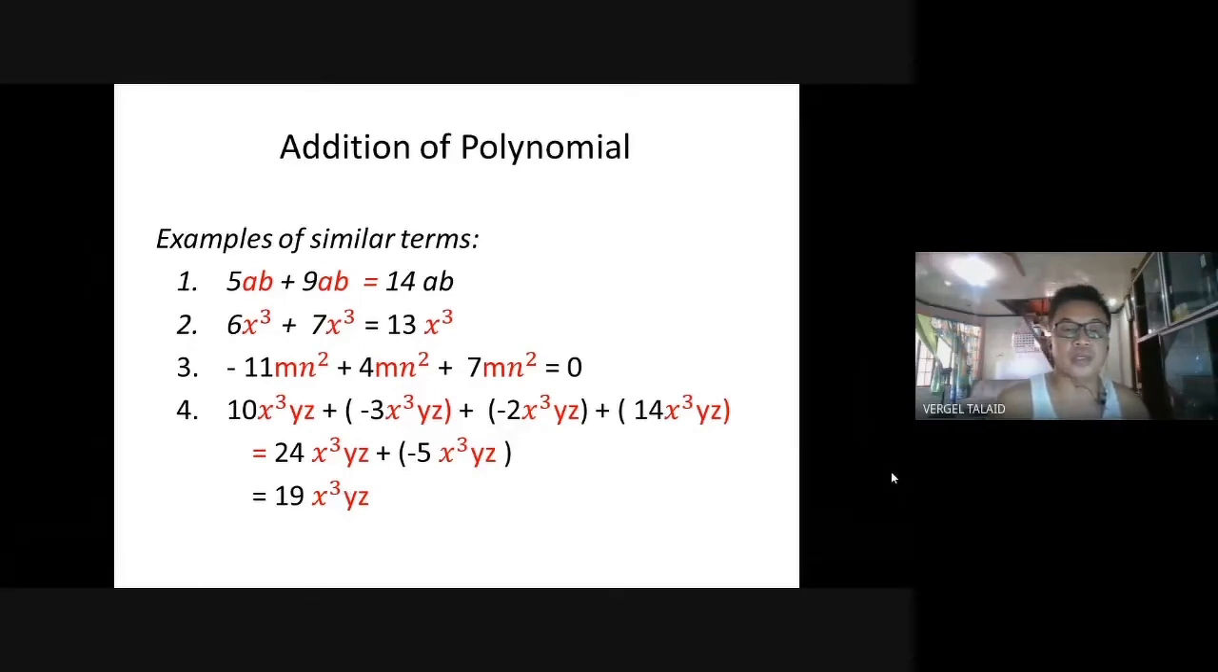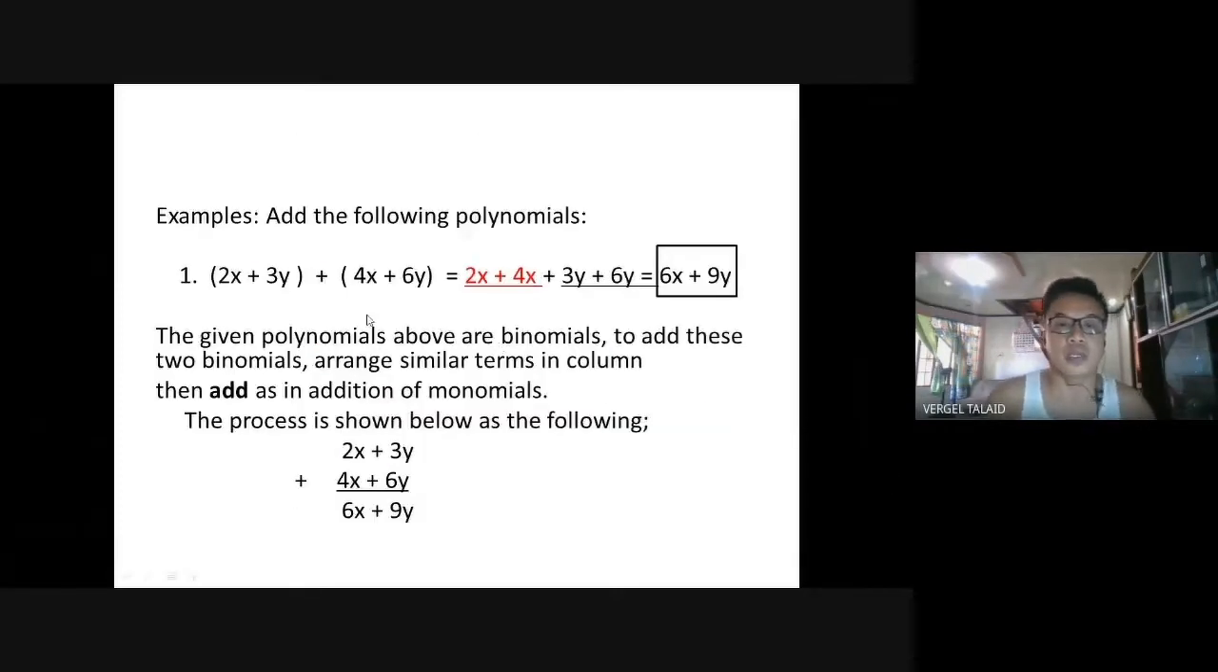Another example. So 2x plus 3y plus 4x plus 6y. Take note, the operation is addition. So the first step is you are going to collect similar terms. So what are the similar terms here?